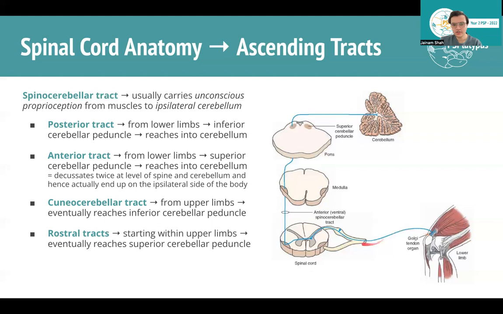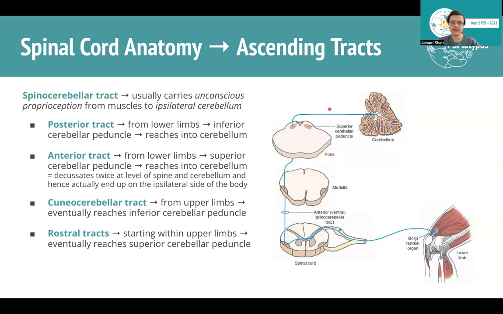So it actually crosses over at the level of the spinal cord, goes up, up, up, and then it crosses over again to then reach the same sided cerebellum. So for all intents and purposes, it just does what every other tract does and stays on the same side. But actually, if you look at it further, it crosses twice. So that's why it ends up on the ipsilateral side.